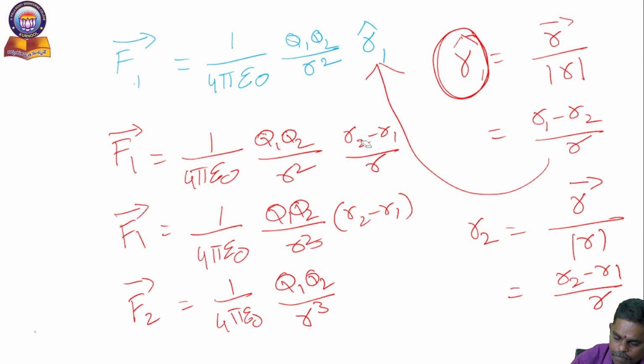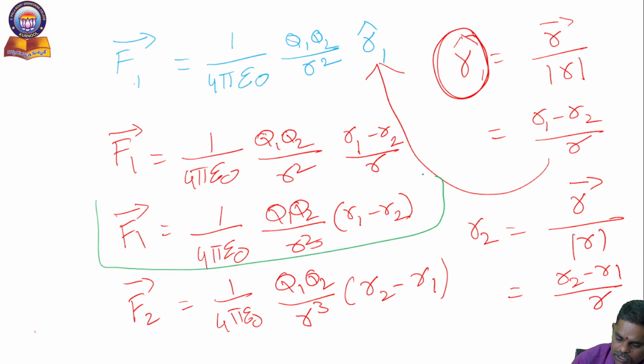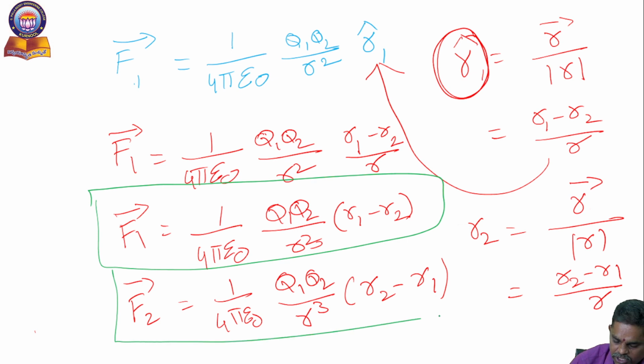Here, sorry, it is R1 minus R2. This one is R1 minus R2. Here it is R2 minus R1. This is the equation for the force on the first point and the force on the second point for same polarities.